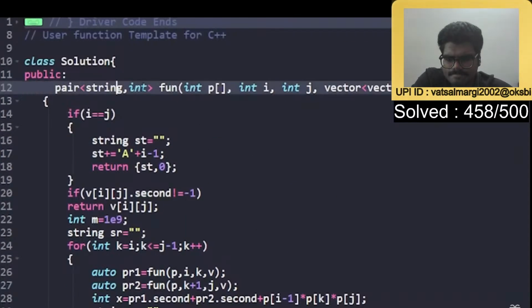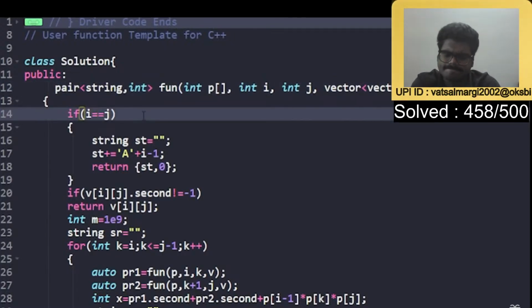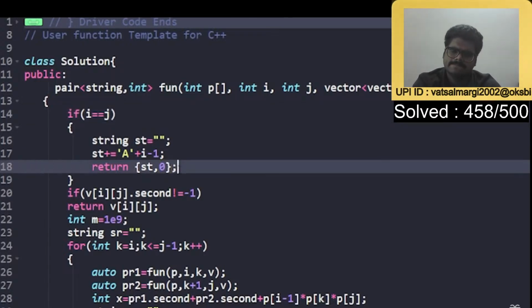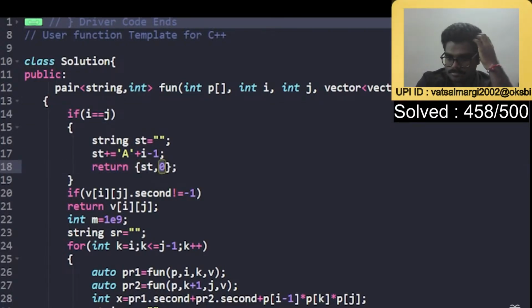This function will return us a pair of string comma int, and we'll first of all pass the p array that is given to us. We'll pass the i and the j, and we'll pass the dp array. And what we will do is, if i is equal to j, what does that mean? That means we have reached the base case. If we reach the base case, we know that we used to return 0. 0 meant that the cost was 0, and that was it.